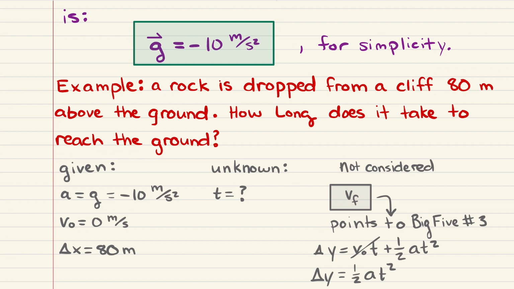The one thing that was explicitly told to you is that our initial position, or in other words, our total displacement, is going to be 80 meters because we know that the rock is going to drop from the 80-meter cliff down to the ground. The question is, how long does it take to reach the ground? So the unknown here is actually time.